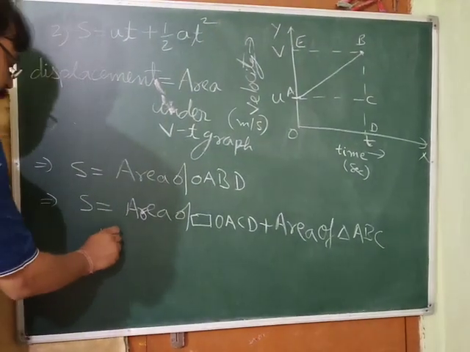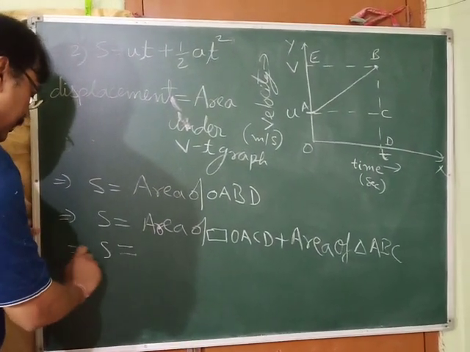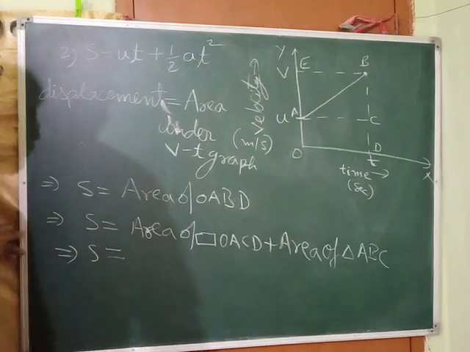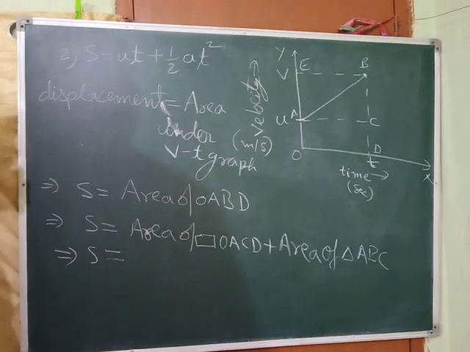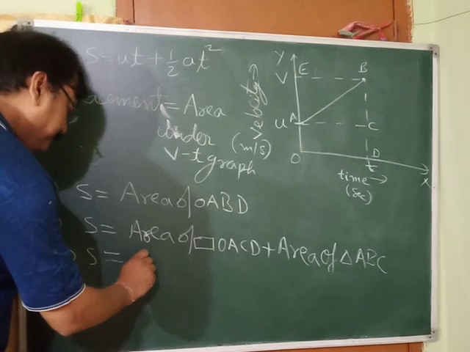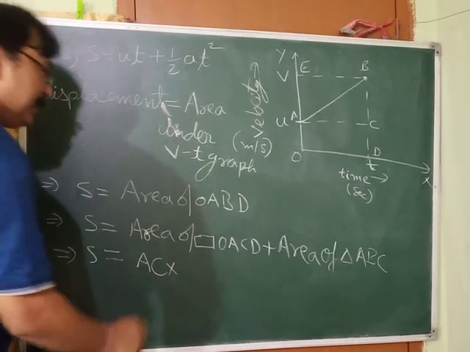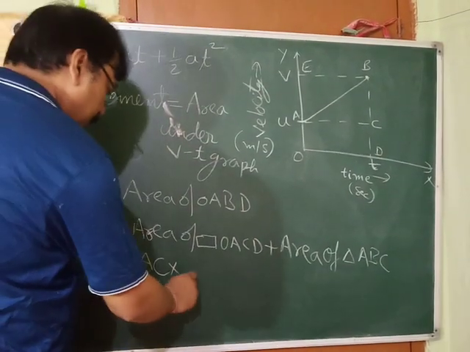Now what is the formula for the area of a rectangle? It is length into width. So what can we take as length? Length we can take AC. Width we can take OA.